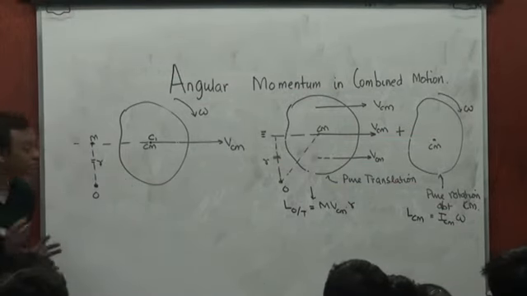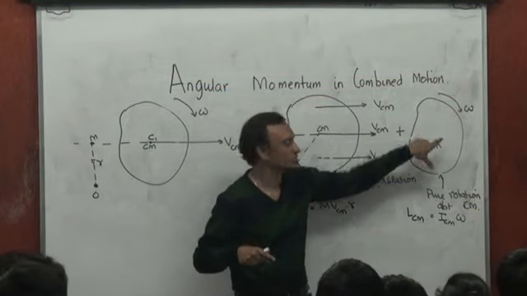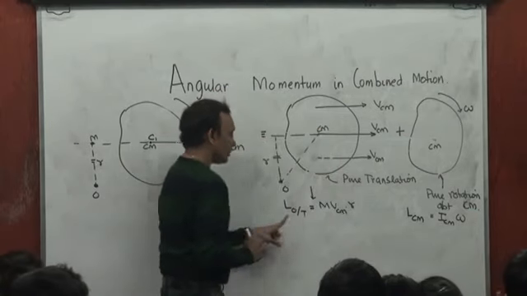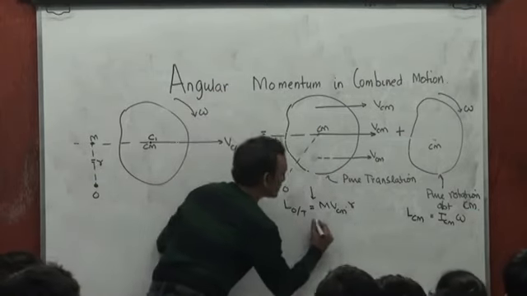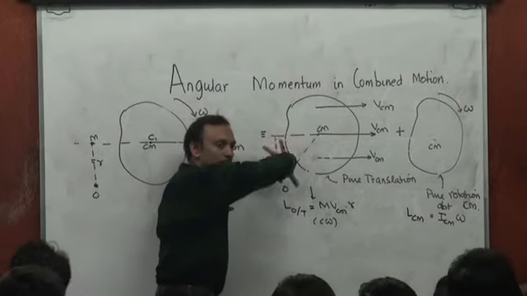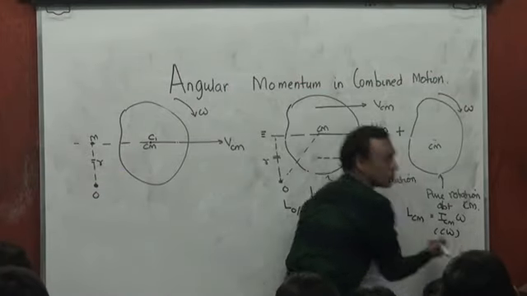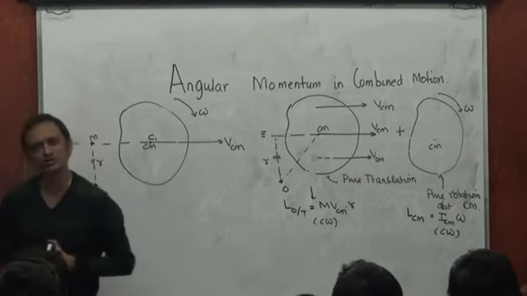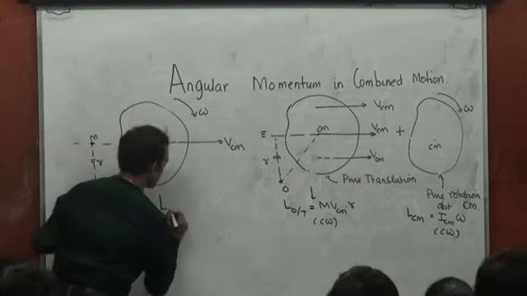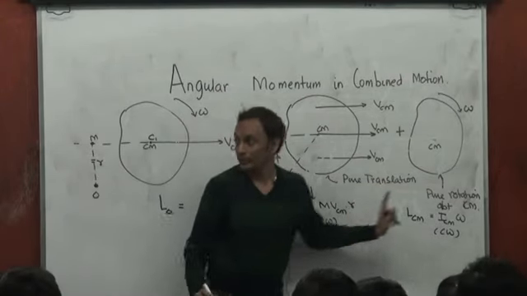In pure rotation, the angular momentum about the hinge, in this case the center of mass is the hinge, so I CM into omega. Now, this, by the way, is clockwise. M v CM into r is clockwise, and this omega is also clockwise. Confusion? No? So the net angular momentum about O would be the algebraic sum of these two.